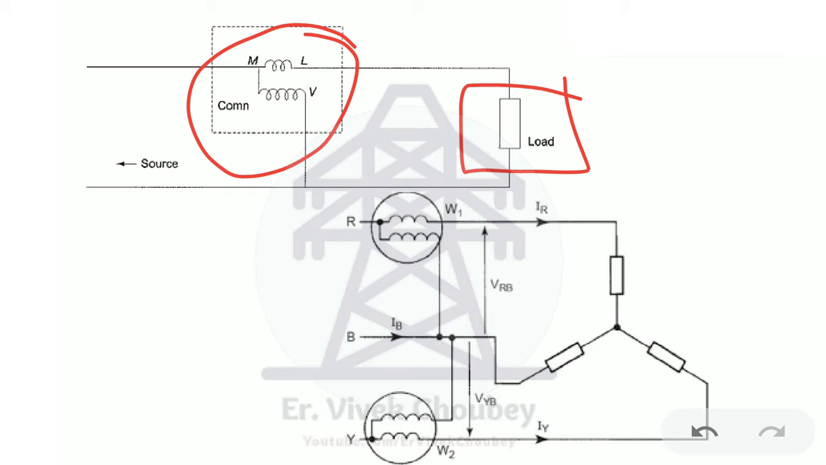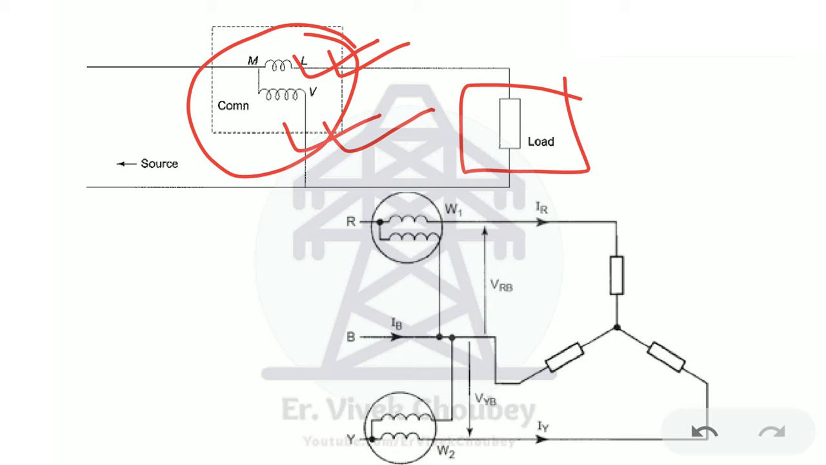So the upper coil that you are seeing is the current coil, and the lower one is the pressure coil. For all practical purposes, we connect the current coil in series because it has to carry the load current, and the pressure coil is connected in parallel because it is used to measure the load voltage.